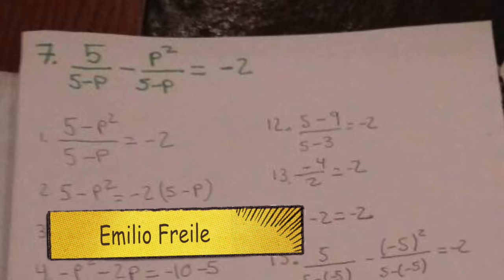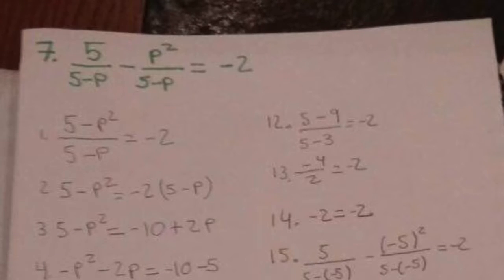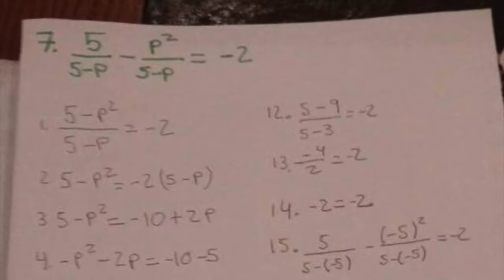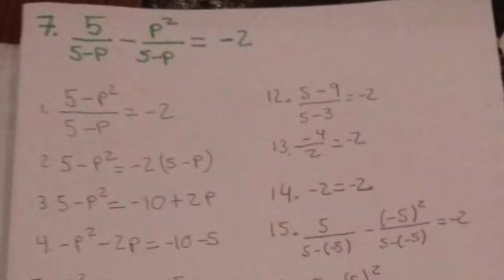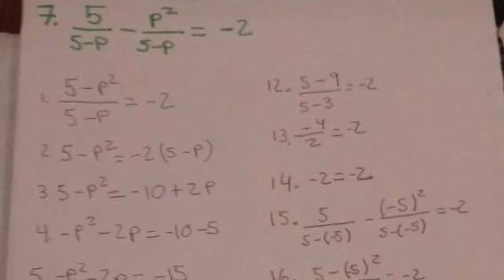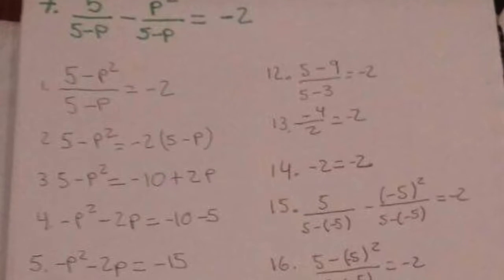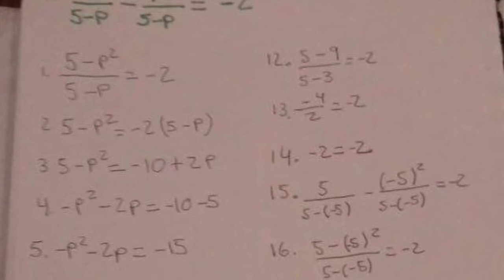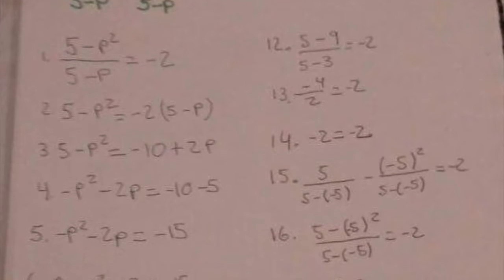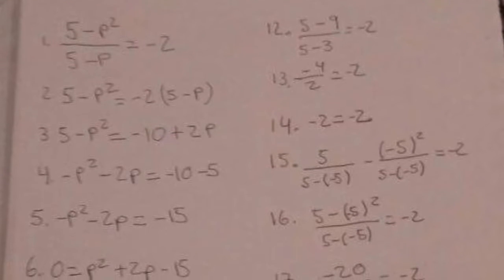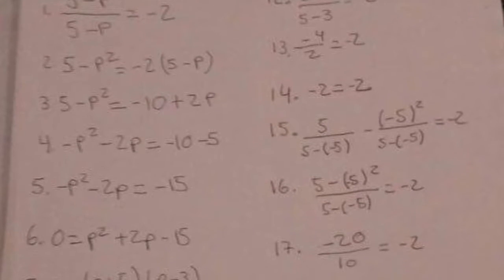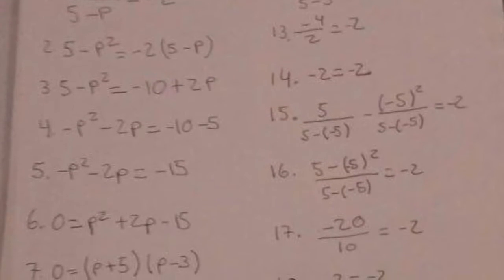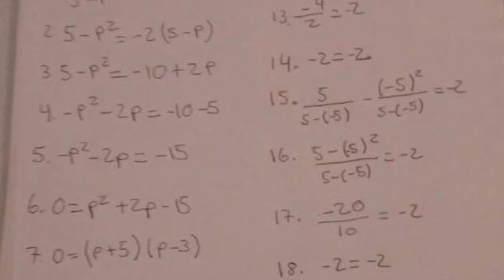Hello. The equation is 5 over 5 minus p, squared over 5 minus p, equals negative 2. In the first step, you need to find a common denominator, in this case 5 minus p. Then you pass that denominator to multiply to the other side. After this, you need to solve the multiplication. Later, you need to put the variables on one side and the numbers on the other. Then you put the trinomial on one side equal to 0. After this, you have two solutions.